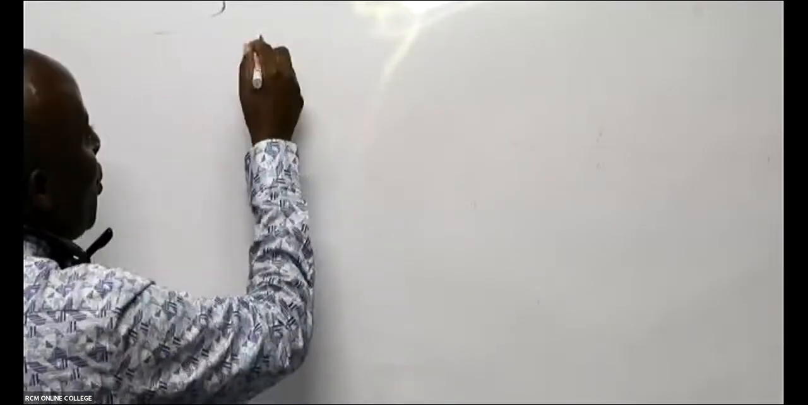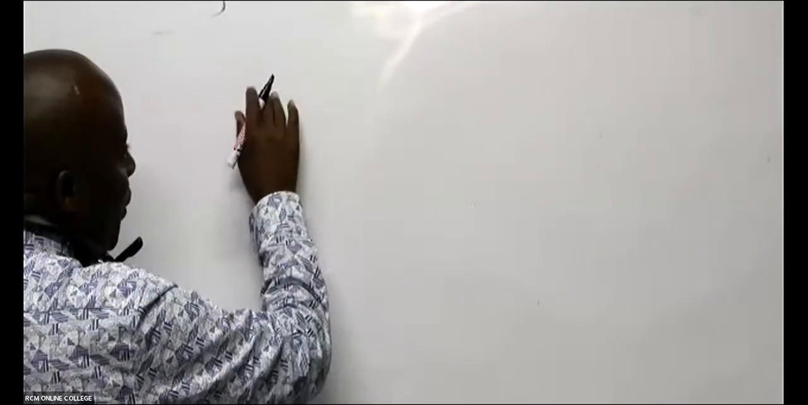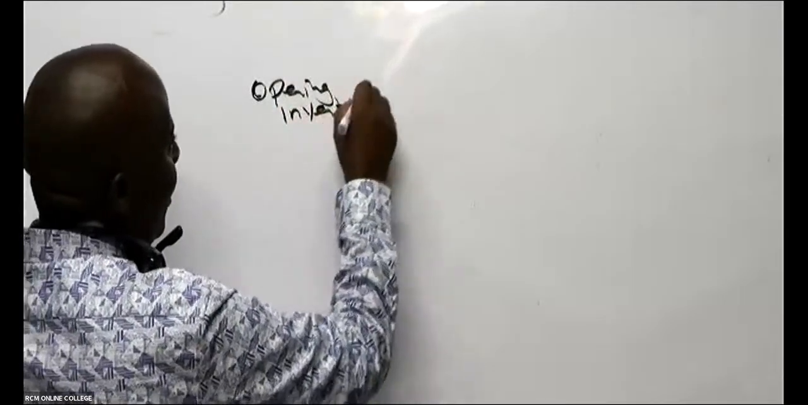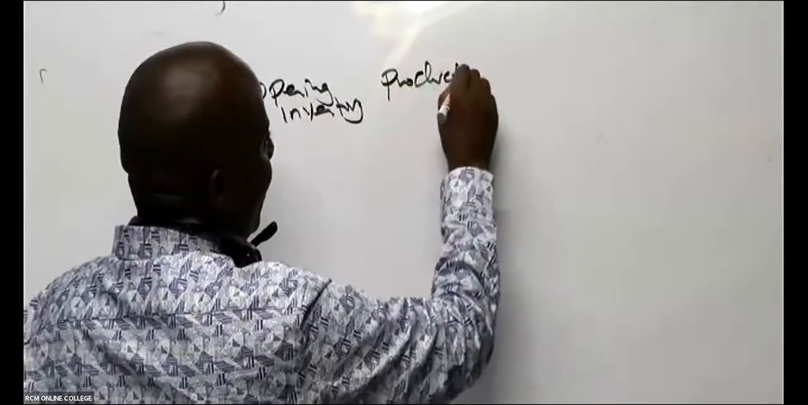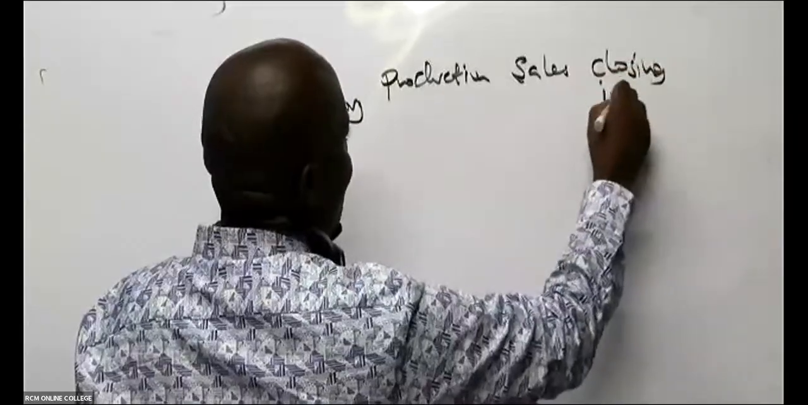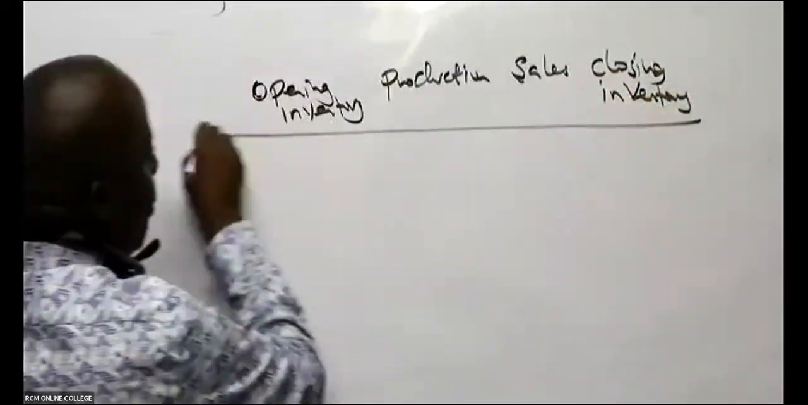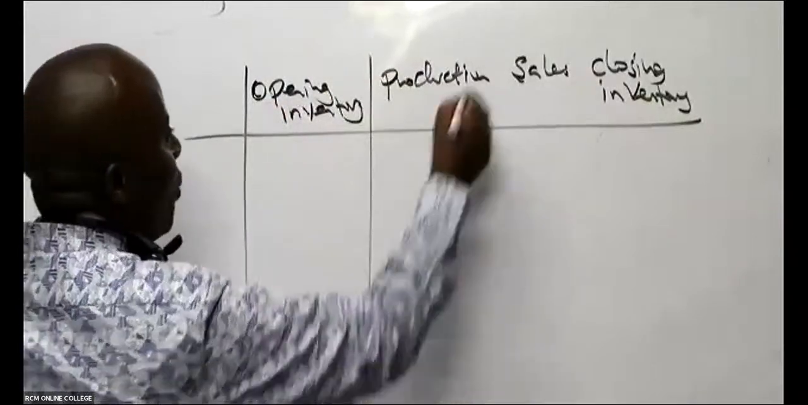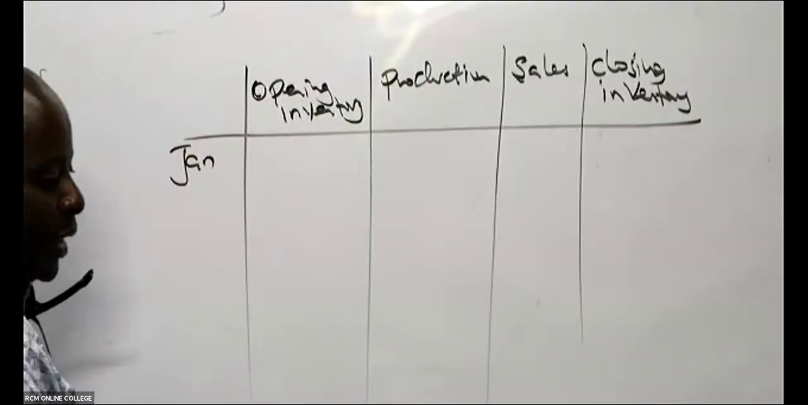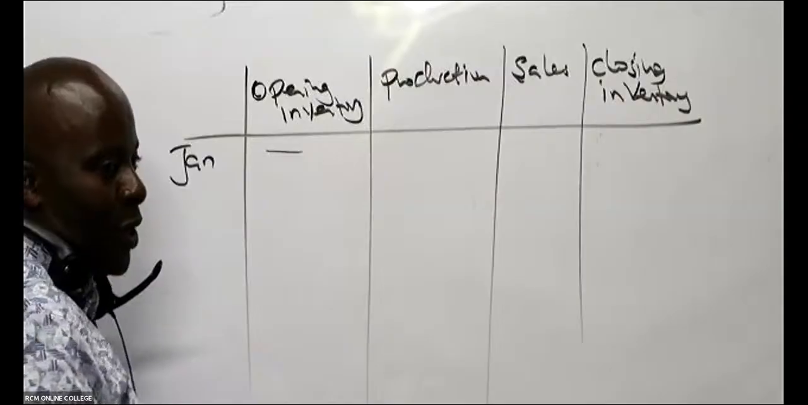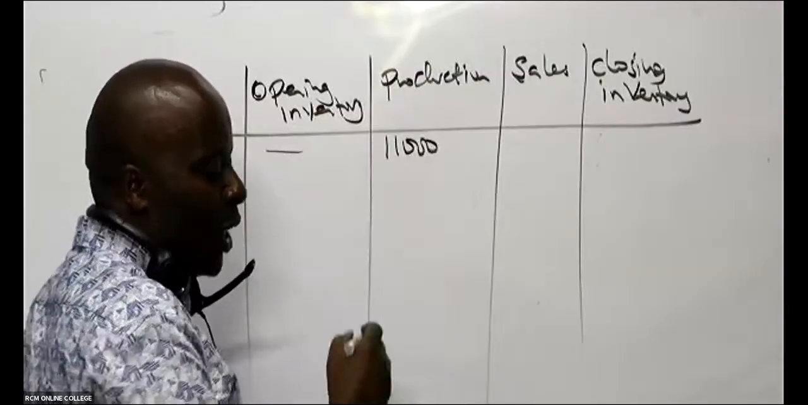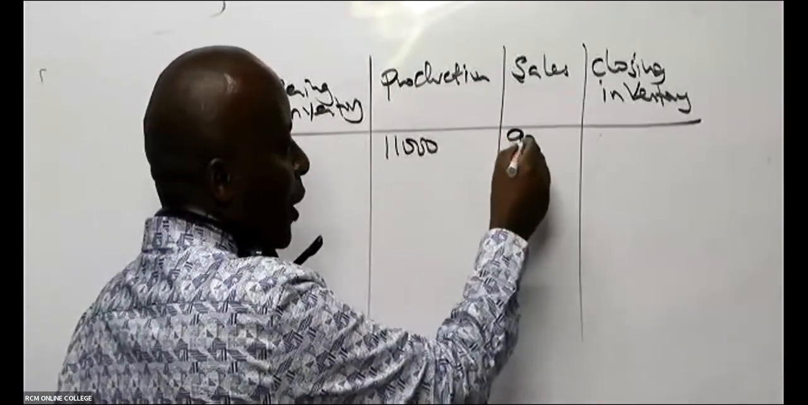So we have here inventory. It's very important for you to get inventories. So we have here opening inventory, we have production, we have sales, then we have closing inventory. So we start with the month of January. In January, I can see evidently that there wasn't any opening inventory. In January, we did produce 11,000. Is that okay? And then we sold how many from the question? So then how many were left as closing?